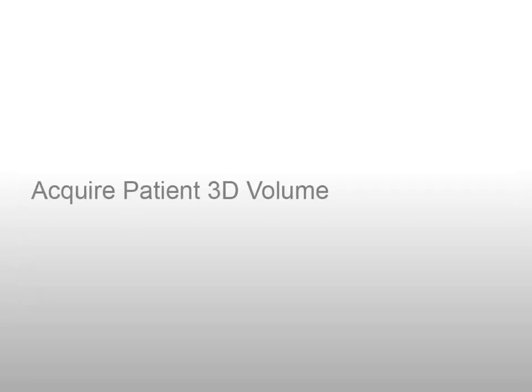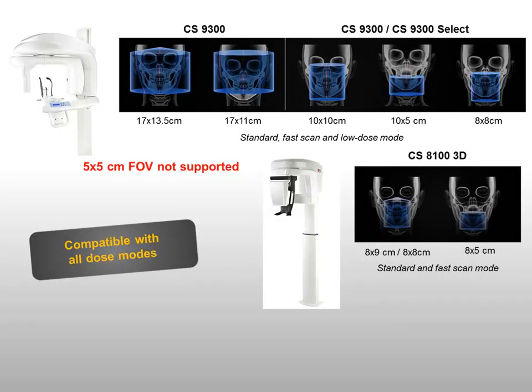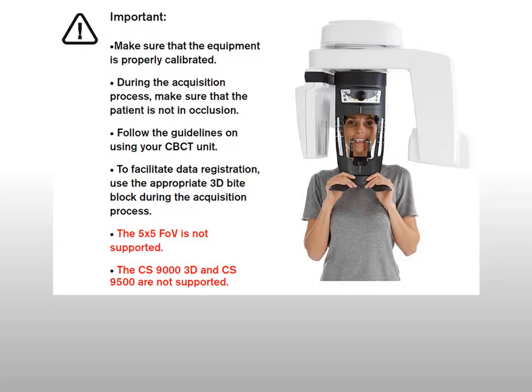Acquire a 3D volume of the region of interest using a CS8100 3D or CS9300 units. These Carestream Dental CBCT units and fields of view are specifically adapted for this use. Be sure to use the appropriate 3D bite block during the X-ray acquisition process.